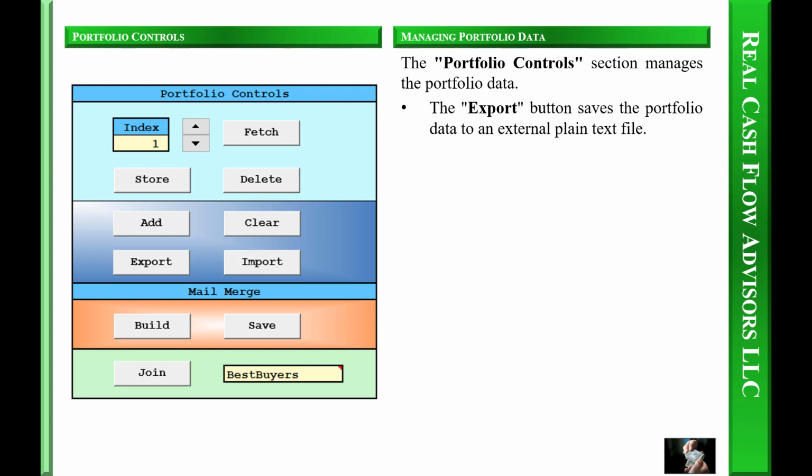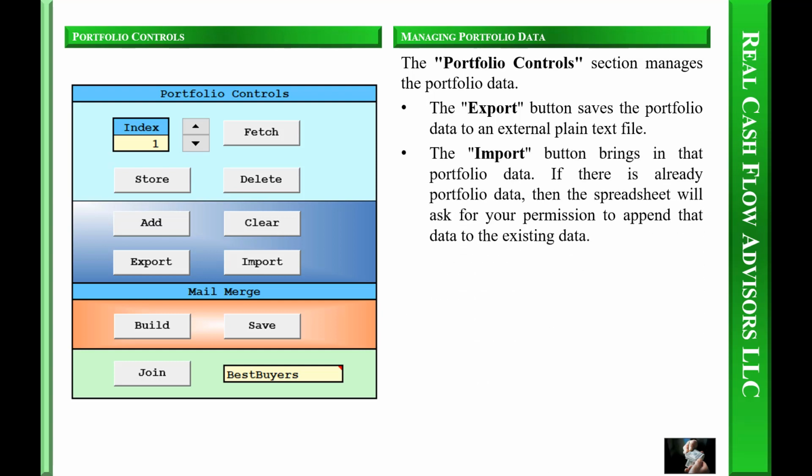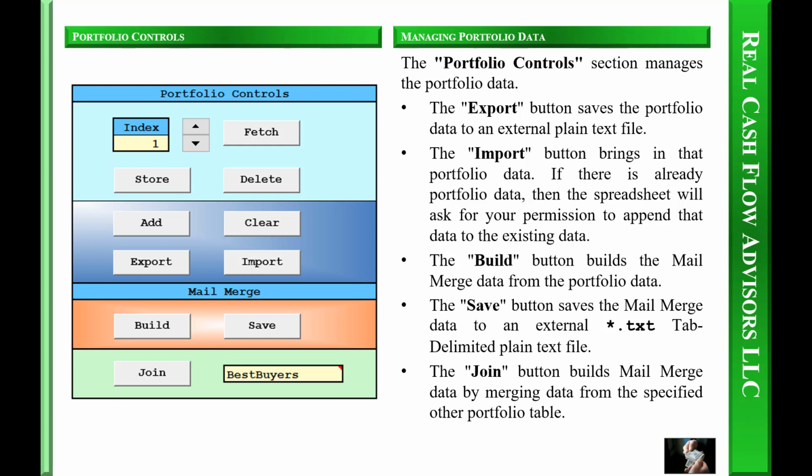The Export button saves the portfolio data to an external plain text file. The Import button brings in that portfolio data. If there is already portfolio data, then the spreadsheet will ask for your permission to append that data to the existing data. The Build button builds the mail merge data from the portfolio data. The Save button saves the mail merge data to an external TXT tab-delimited plain text file. The Join button builds mail merge data by merging data from the specified other portfolio table.